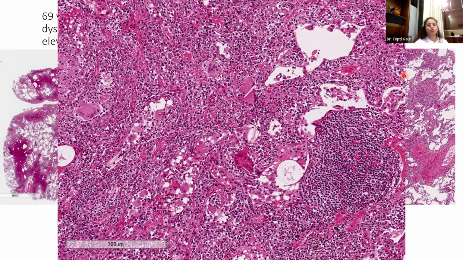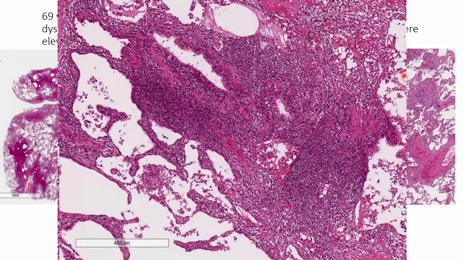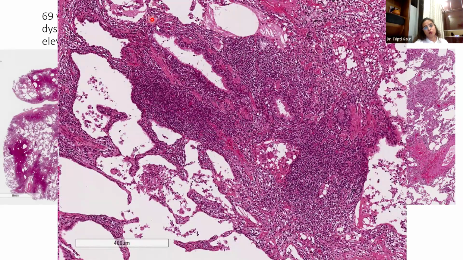If you don't have any exposure history, you would not like to give it as HP. You would still like to give it as NSIP. And the history fits with autoimmune disease. And this is the respiratory bronchiole. You can see these lymphocytes are actually going inside the respiratory bronchiole. What is this? This is a red flag.